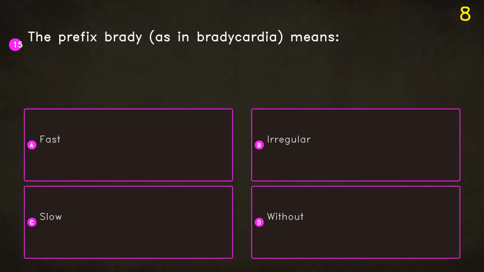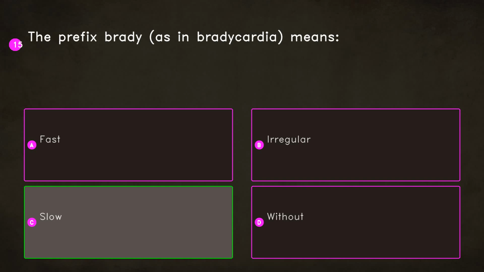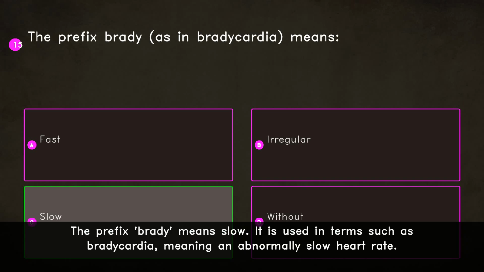Question 15. The prefix brady, as in bradycardia, means A. Fast. B. Beat, irregular. C. Slow. D. Without. The correct answer is slow. The prefix brady means slow. It is used in terms such as bradycardia, meaning an abnormally slow heart rate.